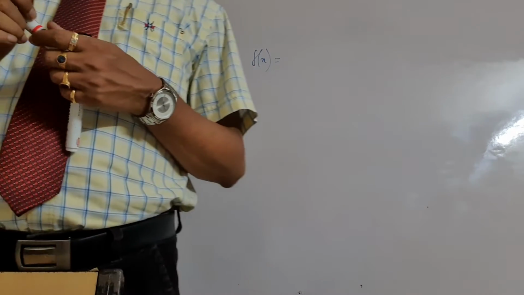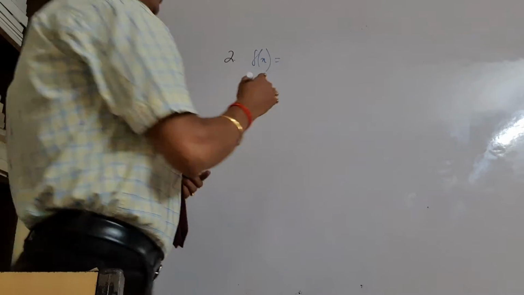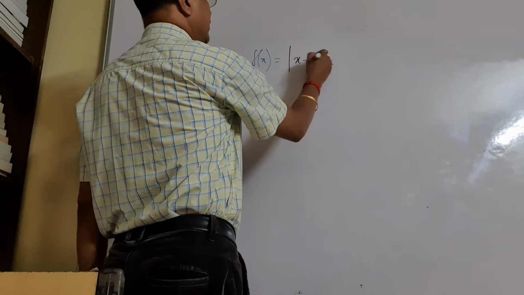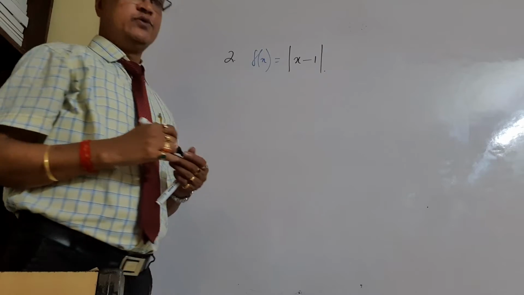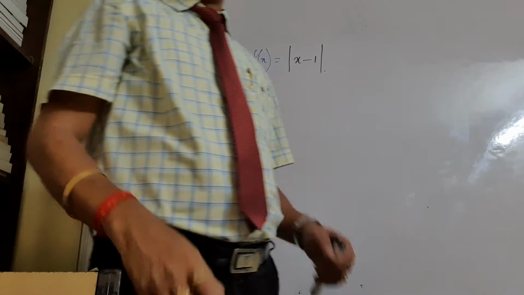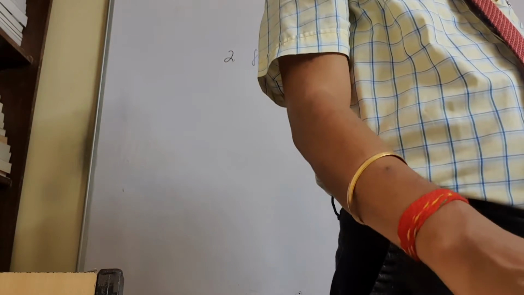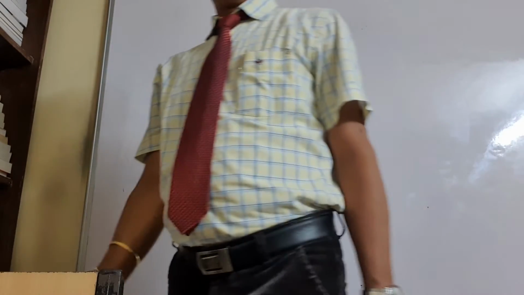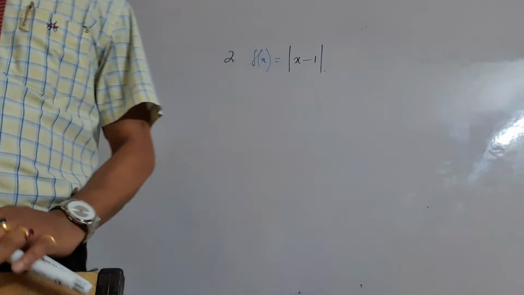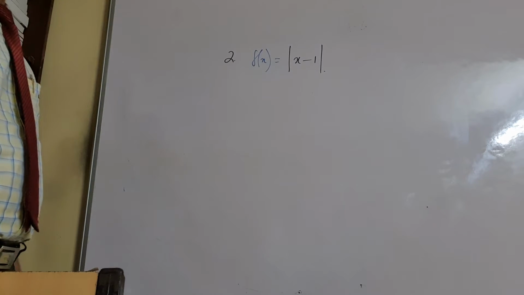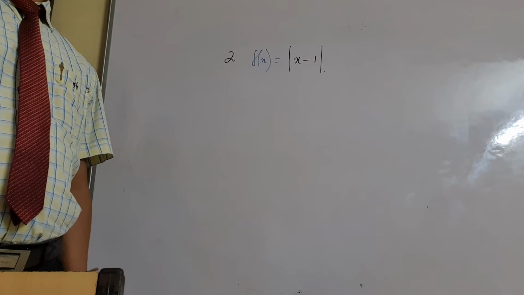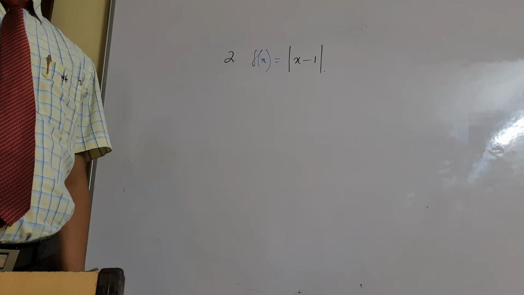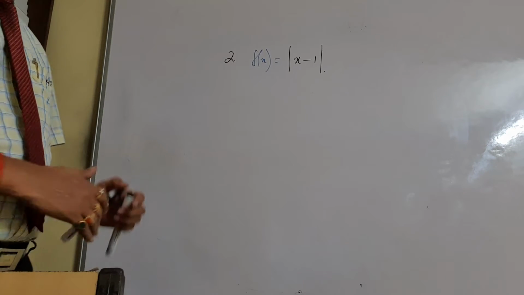Second question we are taking as, suppose f of x equal to mod of x minus 1. That was simply minus of mod x. Now we are taking mod of x minus 1. So if you think in the same way, you can see that this function mod of x minus 1 is defined for all real values of x.